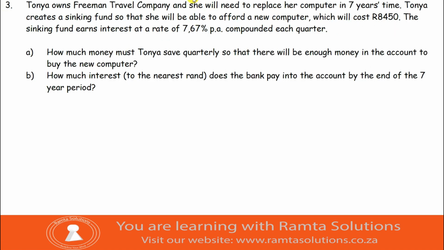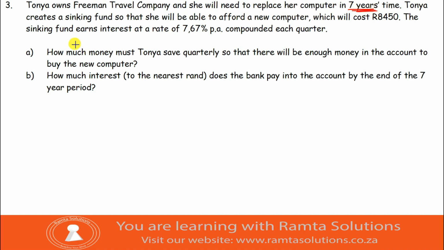The third question says, I like this name, Tonya. Some of us, we should call it in our native languages, Tonya. Okay, Tonya. Tonya owns Freeman Travel Company, and she will need to replace her computer in 7 years' time. Oh, I see 7 years. She will need to replace her computer in 7 years' time.